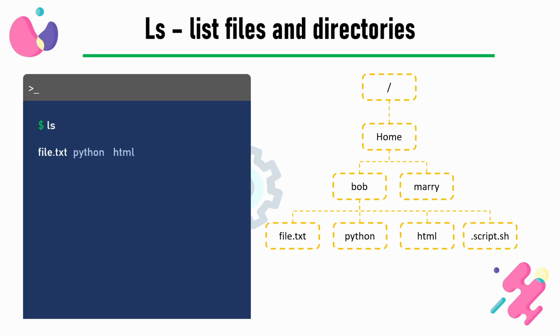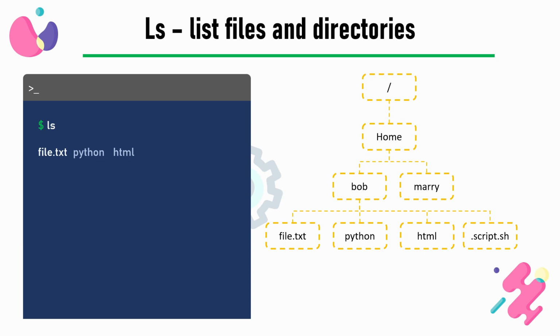ls is one of the most commonly used commands, and it has various options and arguments to customize its behavior. When we run this command without any argument, it will display the files and directories of the current directory, but it doesn't show the content.